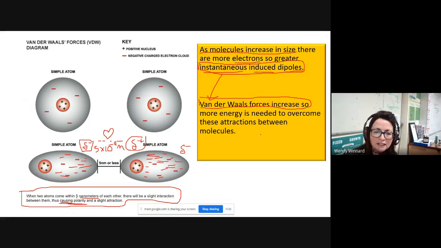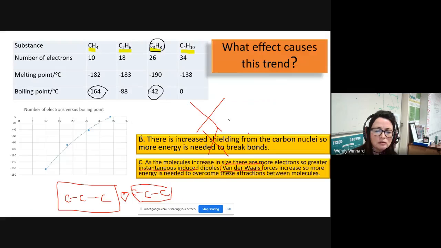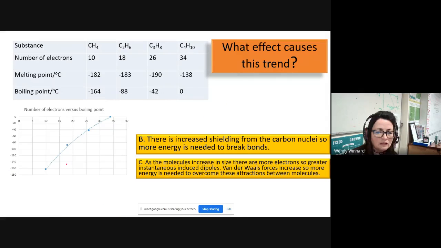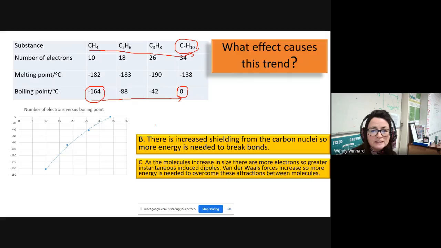So that explains, if we go back to our trend here, so here we can see the number of electrons is increasing, and therefore the melting point and boiling point. So butane boils at 0 degrees Celsius, whereas methane, the stuff that comes out of gas taps, boils at minus 164.